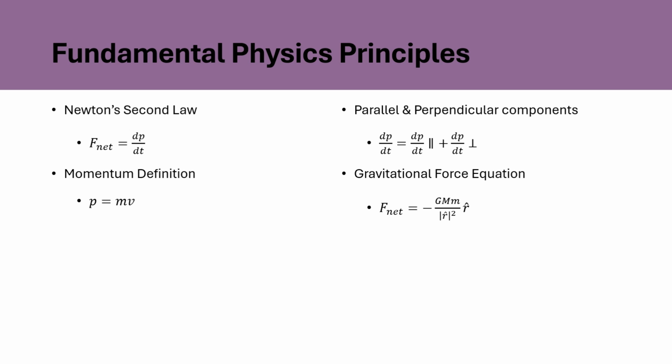Because momentum is a vector, its rate of change can be split into a parallel component, which changes the object's speed, and a perpendicular component, which changes its direction of motion. Second, we utilize Newton's law of universal gravitation, which describes interactions. The force is directly proportional to the product of interacting masses, inversely proportional to the square of the distance vector r separating them, and acts along the unit vector direction r hat.